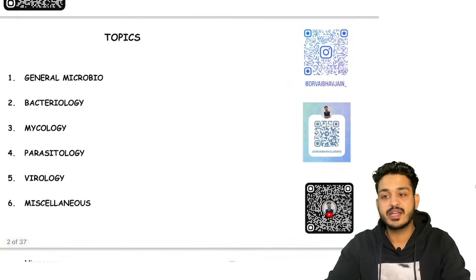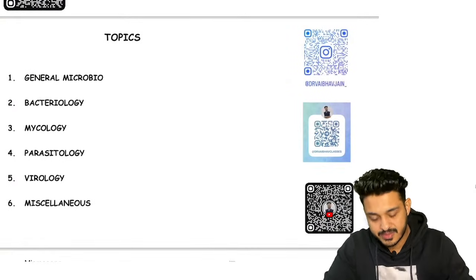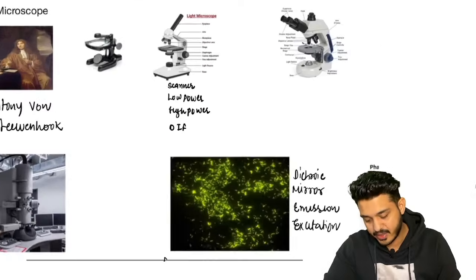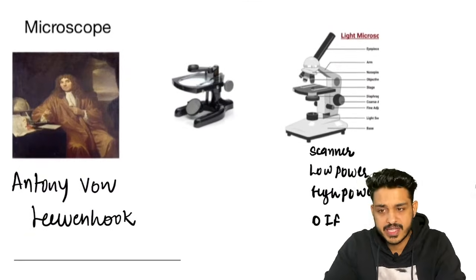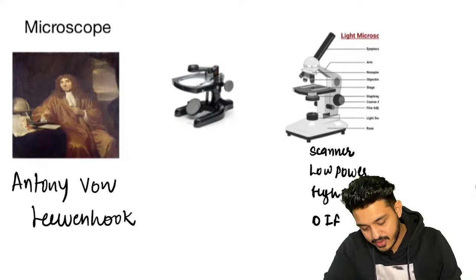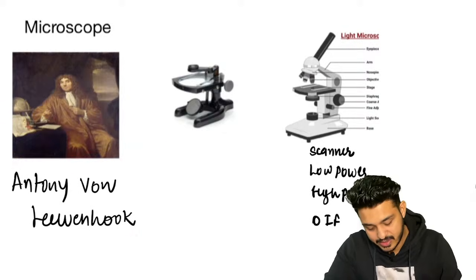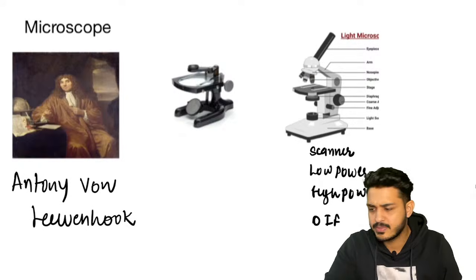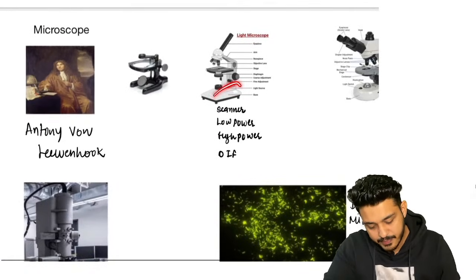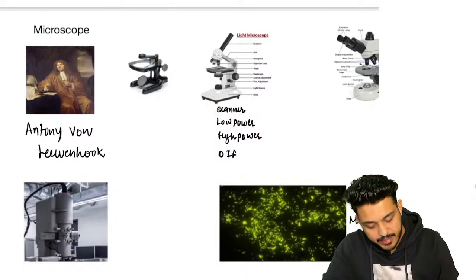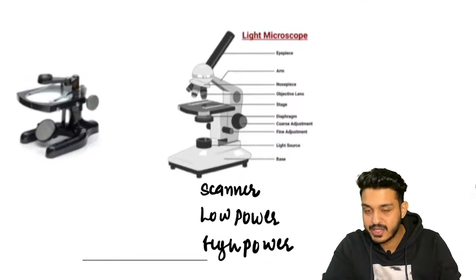So we will be starting it off with the basics. What has been asked previously. We are going to start it off with the microscope. Who discovered microscope? Try to answer. Microscope was discovered by Antony von Leeuwenhoek. He was the scientist who discovered the simple microscope. This is going to be the light microscope. Now try to tell me the power for light microscope and where we are going to keep the things.